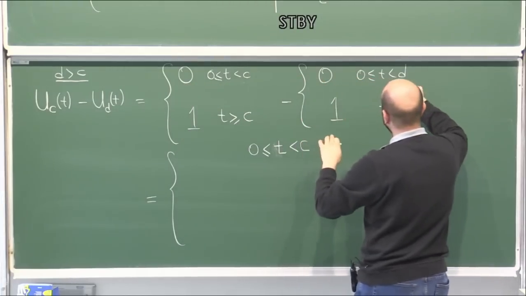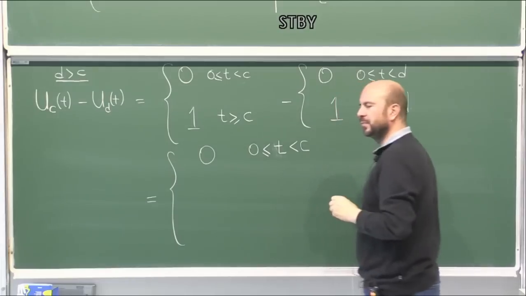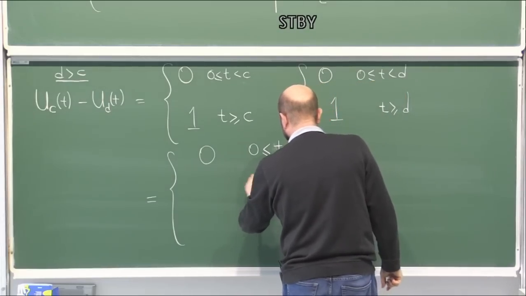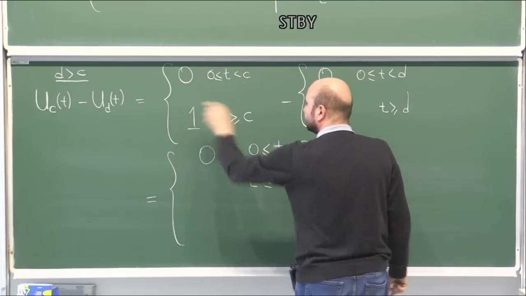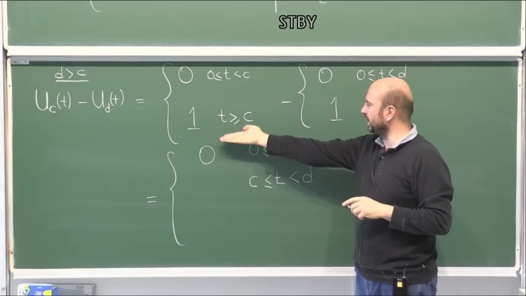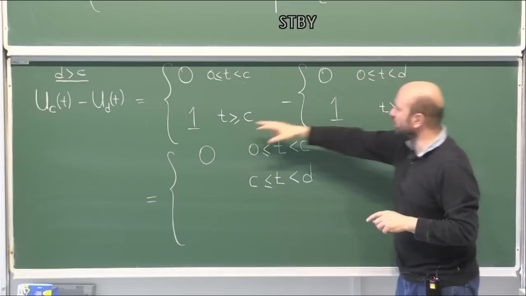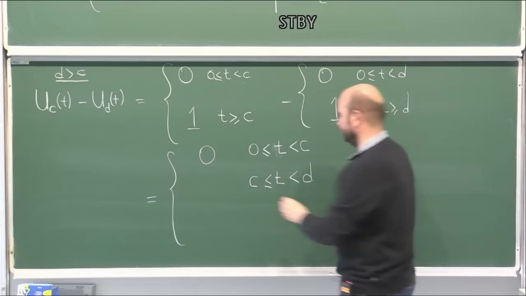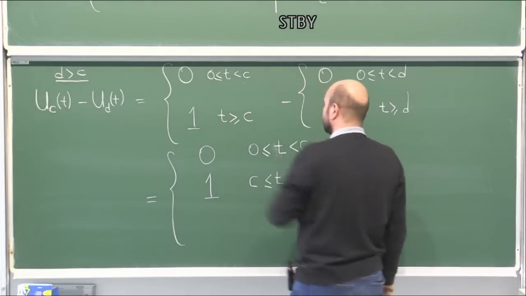So since c is less than d, this is also 0. We see that it is 0. Now, when time is between c and d, because c is less than d, the first signal has now become 1, but the second signal is still 0. So we have 1 minus 0, which is 1. In the previous case, we were basically subtracting 0 minus 0.